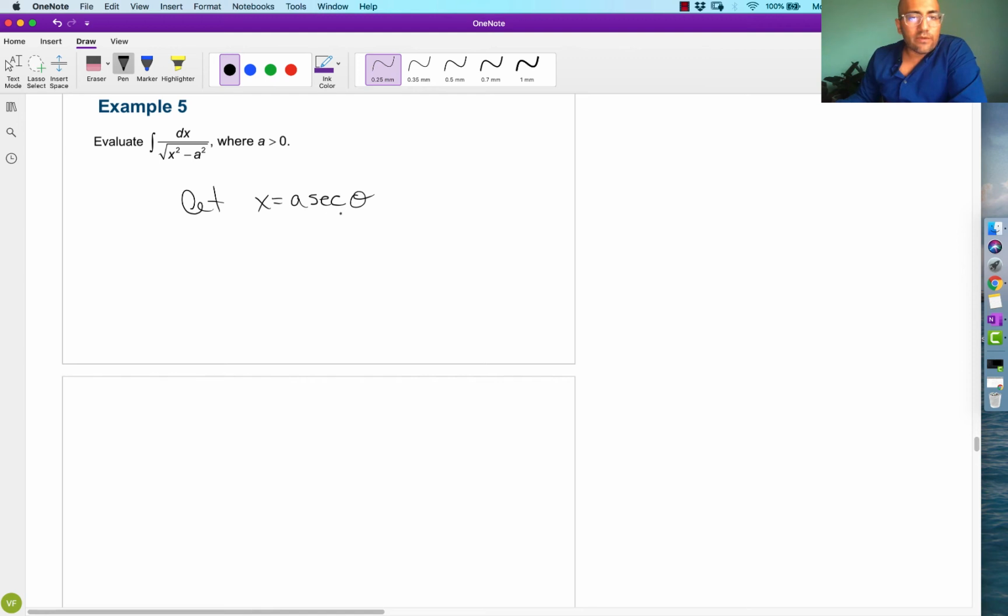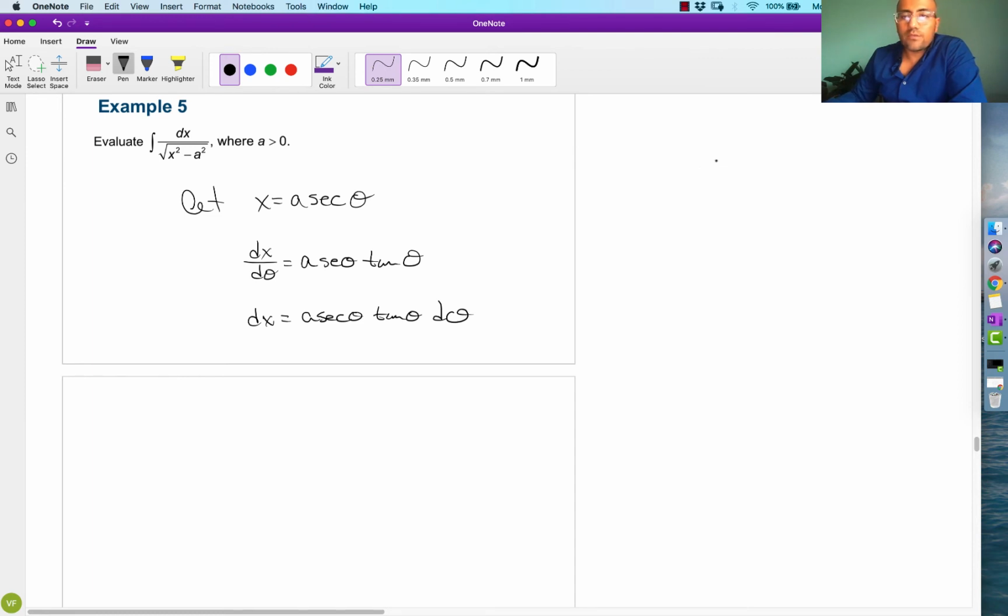Okay, so if this is the x, that means that dx d theta equals the derivative of secant, which is going to be secant tangent, so this is going to be a secant theta tangent of theta. So dx is equal to a secant theta tangent of theta d theta. So that'll be my substitution for the dx.